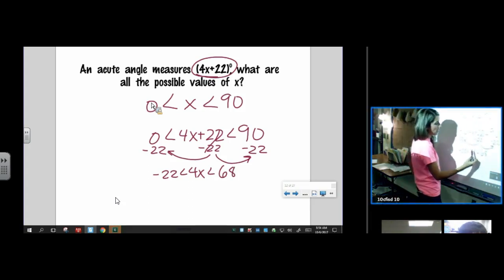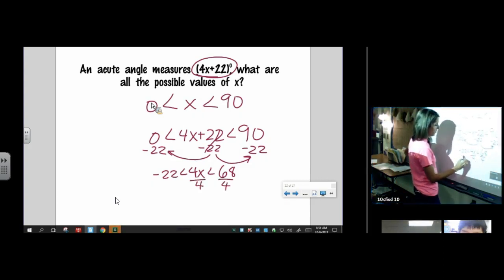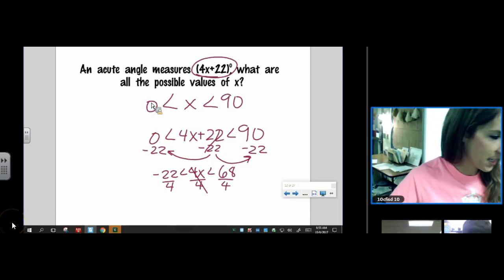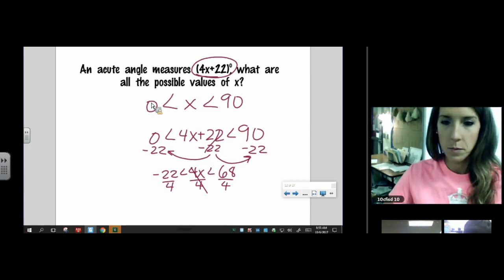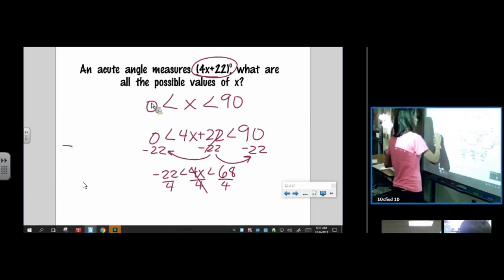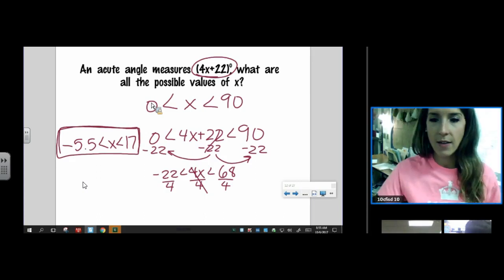And then we're seeing 4 times x. So we need to divide by 4. Whatever you do to one side, you must do to all 3 sides. Divide by 4. And if you get a decimal, you get a decimal, and that's okay. X can be negative, and x can be a decimal. So what are all the possible values of x? X needs to be greater than negative 5.5 and less than 17.